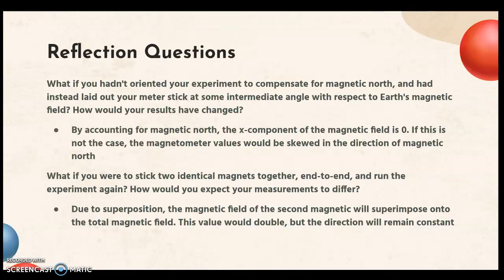Now, what if we had not oriented the experiment to compensate for magnetic north? By accounting for magnetic north, the x component of the magnetic field is 0. If this is not the case, then the magnetometer values would be skewed in the direction of magnetic north.